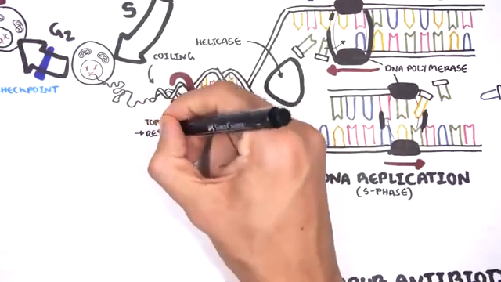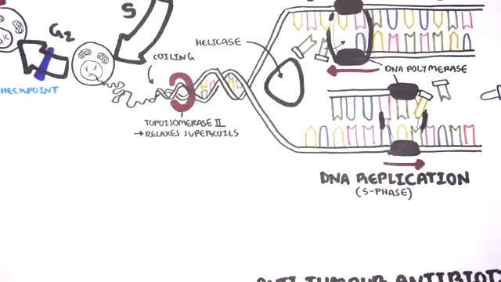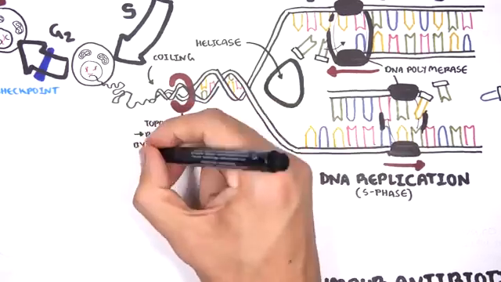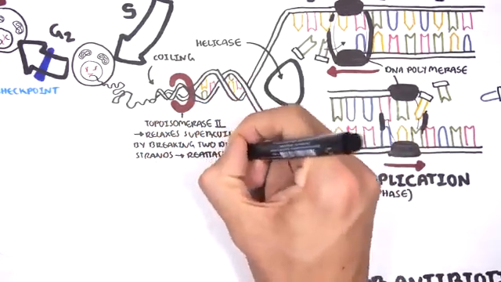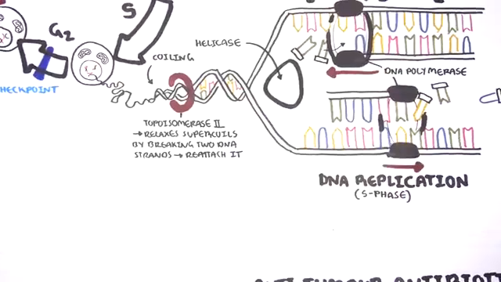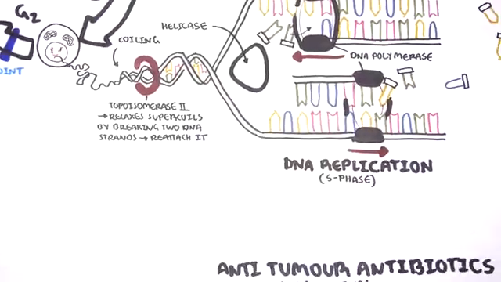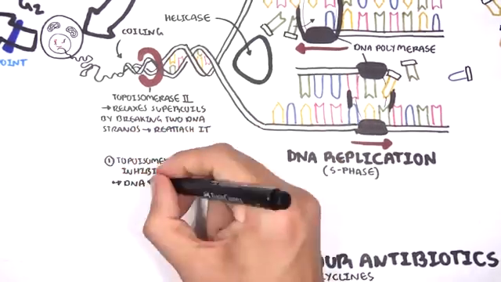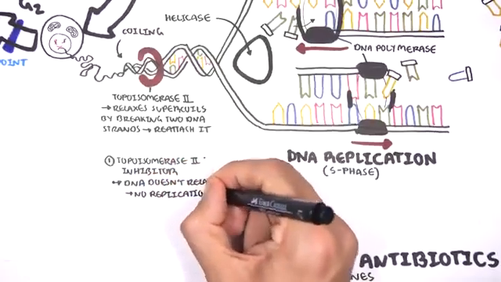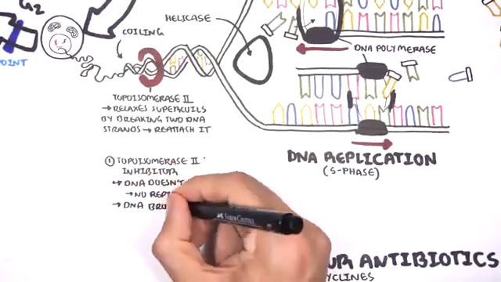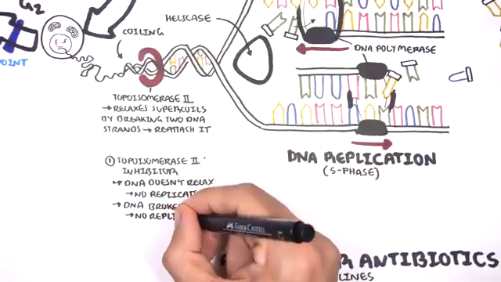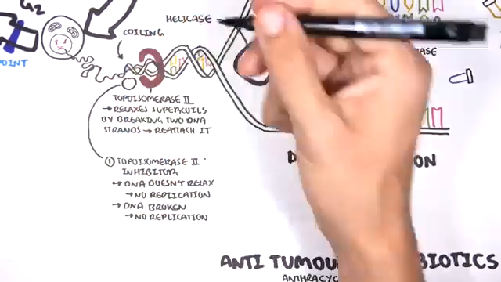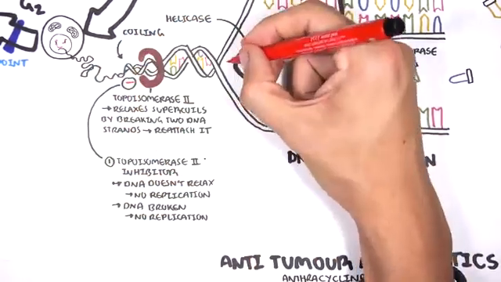Remember, topoisomerases are important enzymes in maintaining the structure, the topology of DNA. Topoisomerase II, remember, relaxes supercoils by breaking two DNA strands, unwinding it, relaxing it, and then attaching it back together once it's unwound. And so by inhibiting topoisomerase, DNA doesn't relax, and so replication becomes hard with the supercoils, or maybe the topoisomerase breaks the DNA strand but then can't really attach it back together. Either way, DNA replication is inhibited, and the cell doesn't progress through the cell cycle.